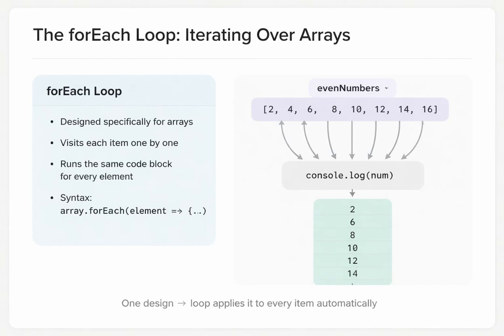So let's talk about the for each loop, which is the go-to tool when you're working with arrays. The idea is beautifully simple. You have an array full of data, and instead of writing the same line of code over and over for each item, you write it once and let the loop handle the repetition.